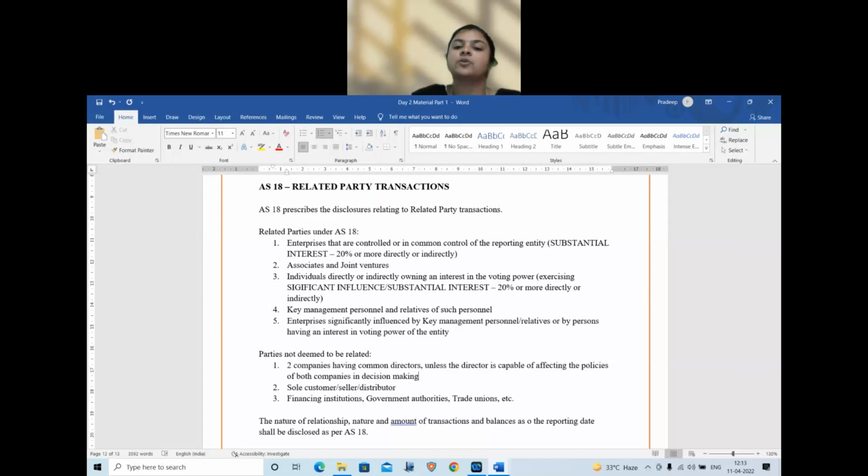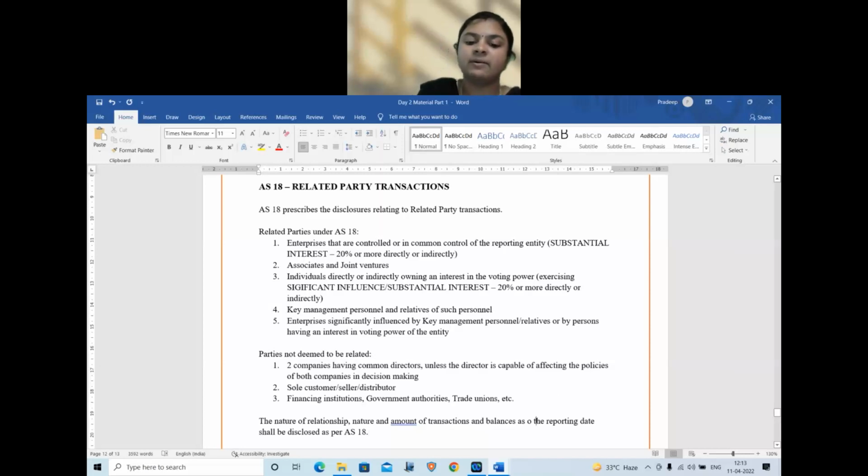So what is to be disclosed under AS 18? The nature of relationship, the nature and amount of transactions that happened during the period, like purchase, sales, income, expense, and the balance as on the reporting date.